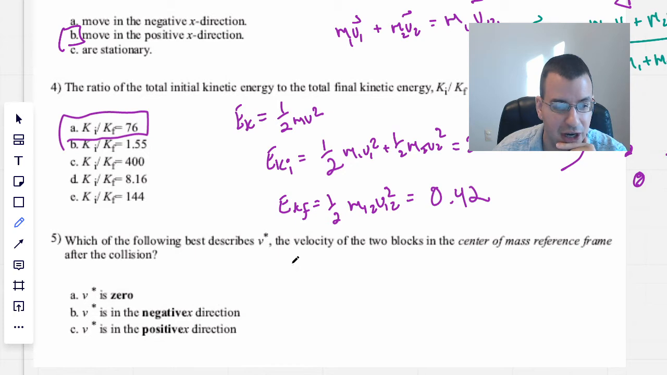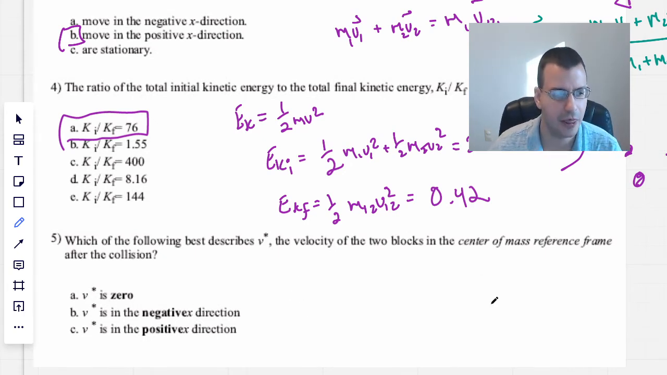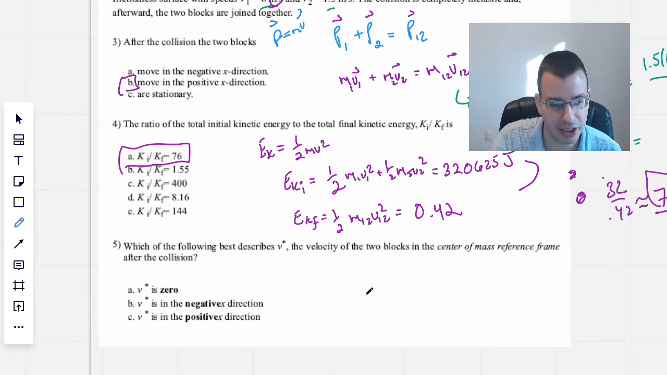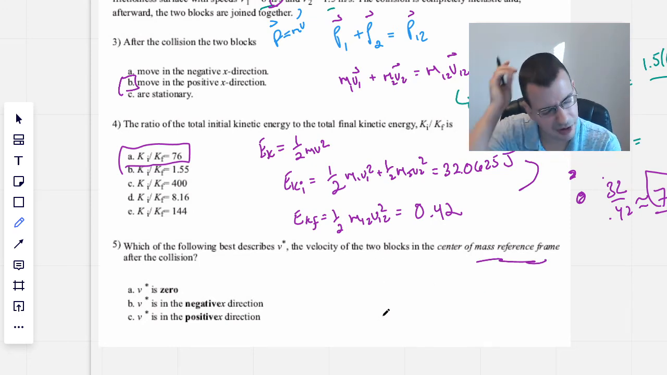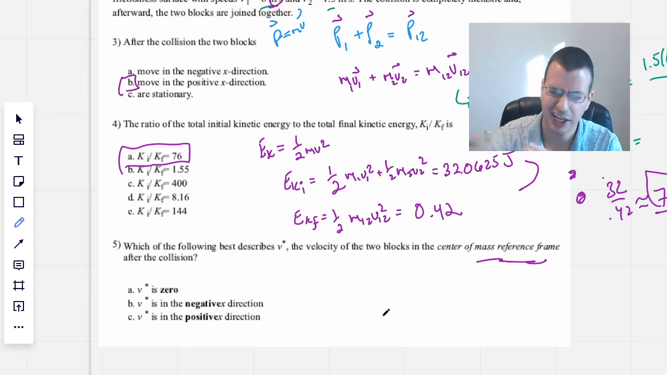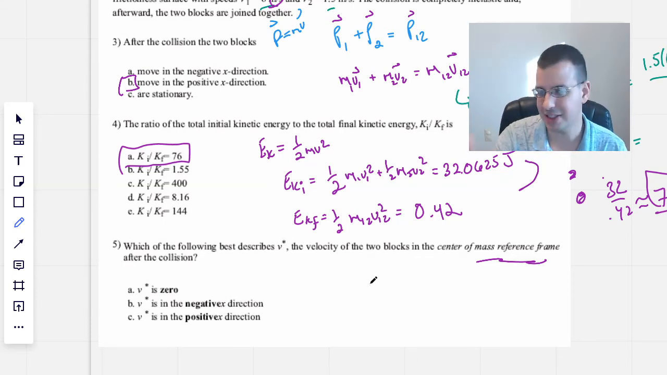Which of the following best describes V star, or maybe asterisk? I guess star and asterisk are the same. The velocity of the two blocks in the center of mass reference frame after the collision. All right, so basically the blocks hit, and then we're doing a reference frame where the key part of a reference frame is you have basically an origin, and it can move as you're looking at it.